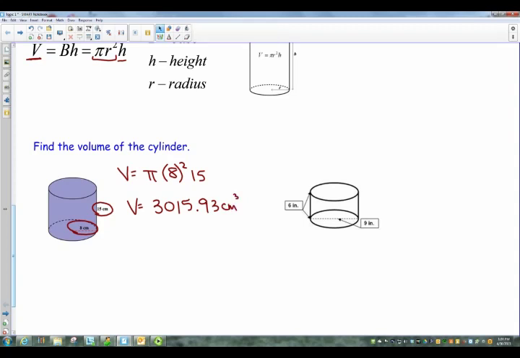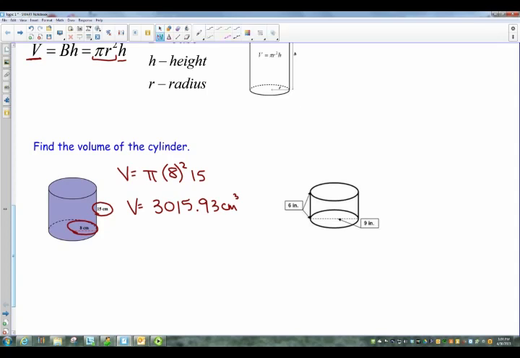Now for this last one, I'm going to have you guys try this on your own, but I want you to notice something. That 9 is not the radius anymore, that's the diameter. So think about what you've done in the past with diameters and radius. See if you can figure this one out. So pause the video, come back once you're finished, and we'll talk about it.